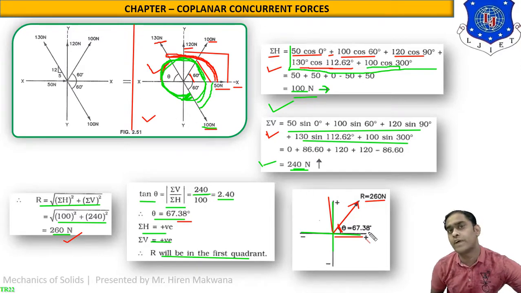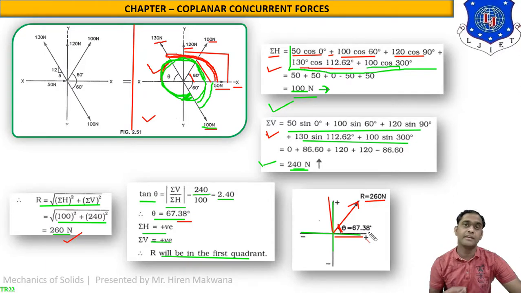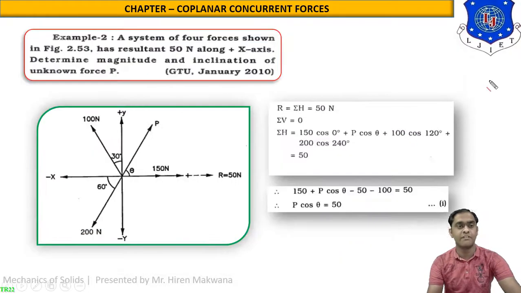Then after you have to find resultant force R equal to under root of sigma h square plus sigma v square. And then direction of the resultant theta. And then we have to locate the value of the resultant. Okay, so this is the basic numerical. Let us see one more numerical to understand the funda very well.